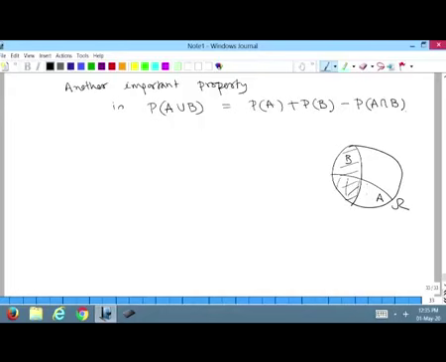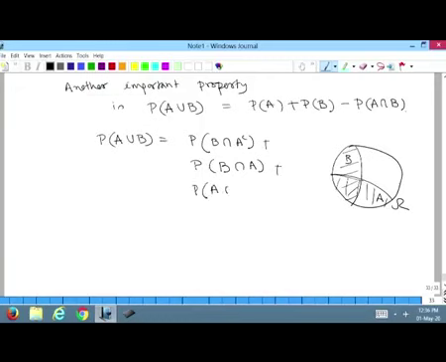this plus this. So, we can write probability of A union B is equal to probability of B intersected with A complement plus probability B intersected with A plus probability A intersected with B complement. Because these three are disjoint.